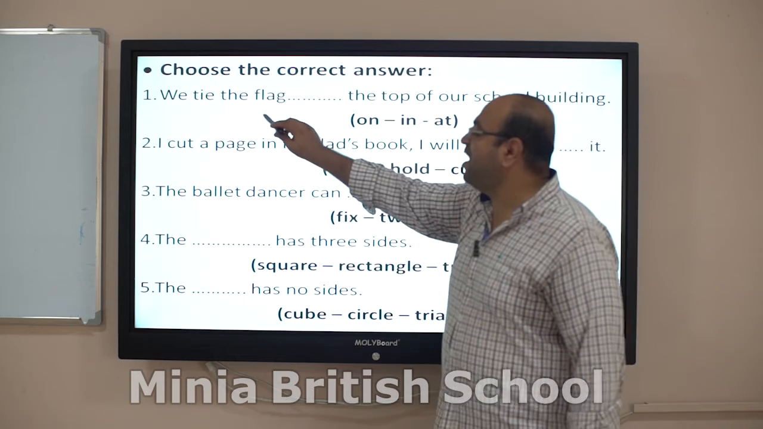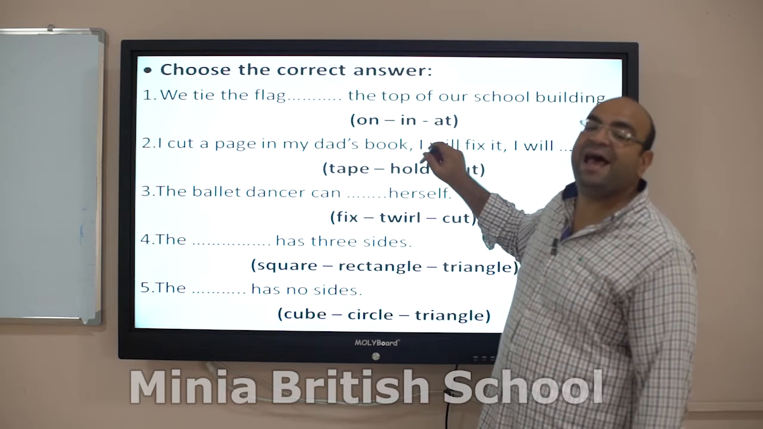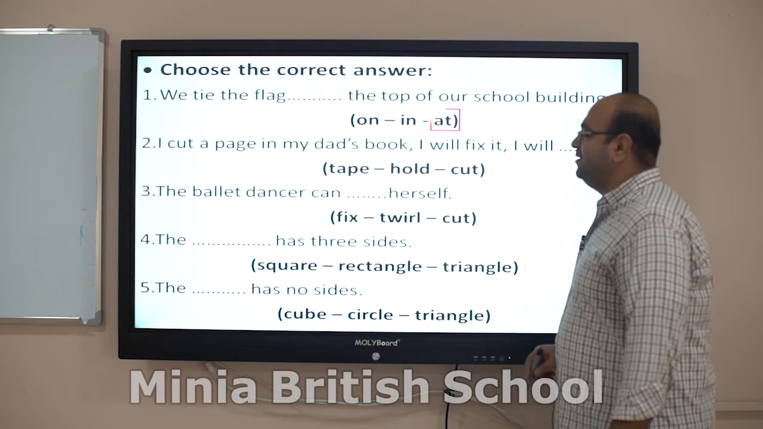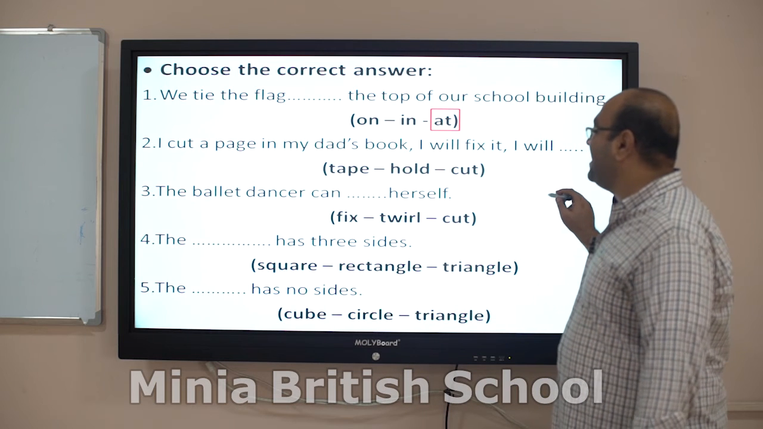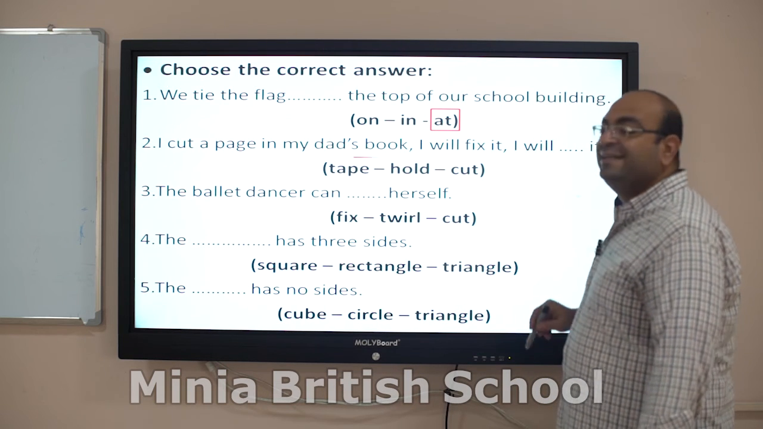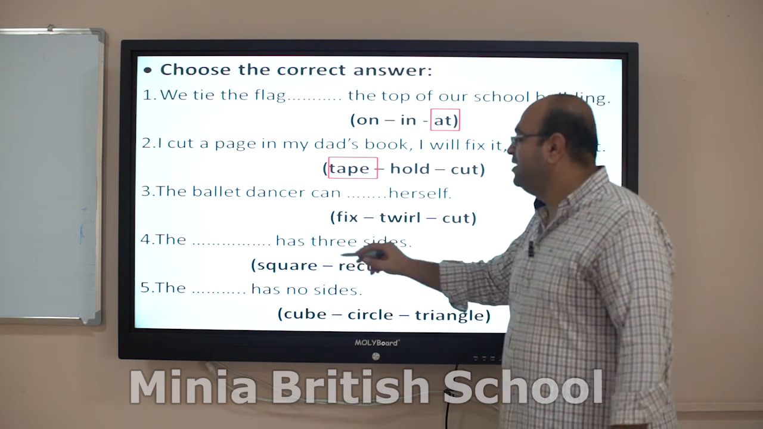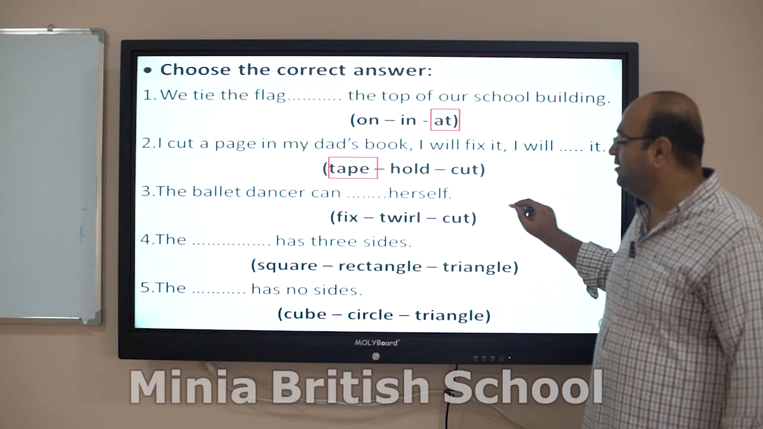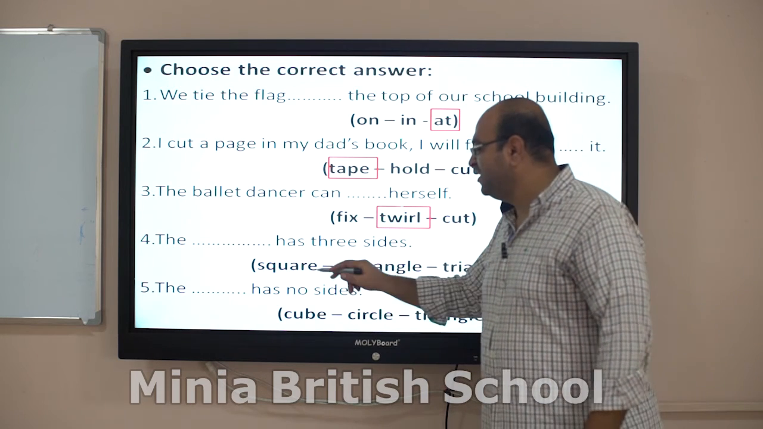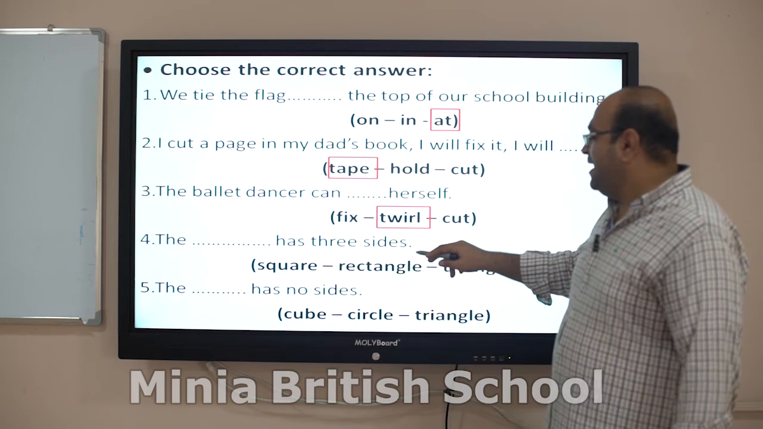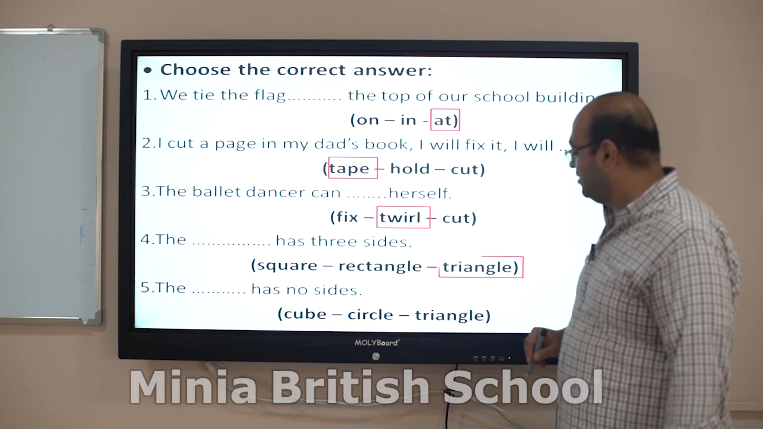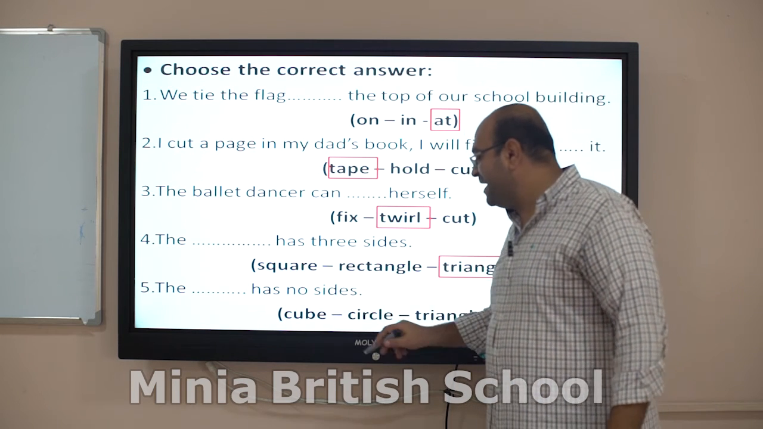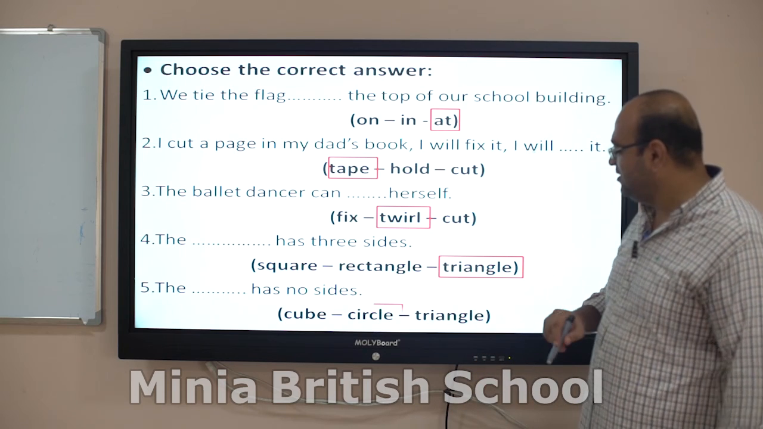First one, we tie the flag, blank, there. Add the top of. I cut a page in my dad's book. I will fix it. I will tape. Good job. The ballet dancer can twirl. The shape has 3 sides. The triangle. The shape has no sides. The circle.